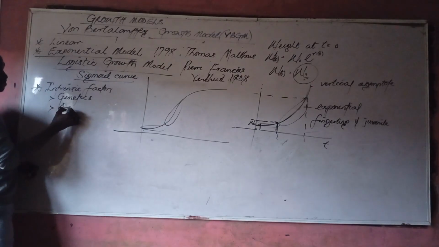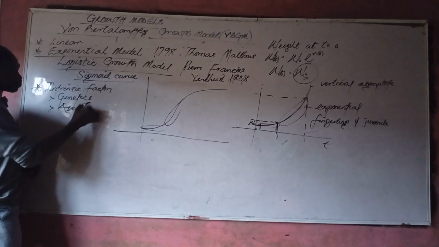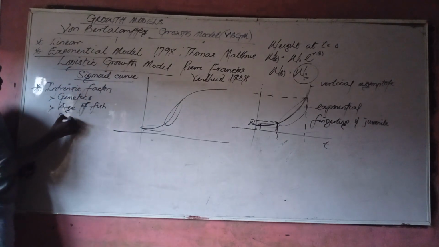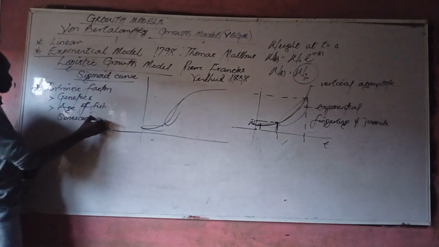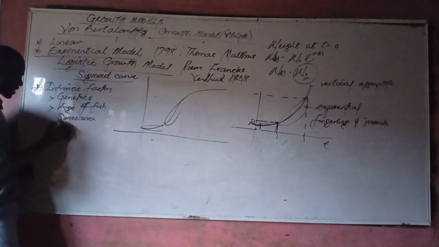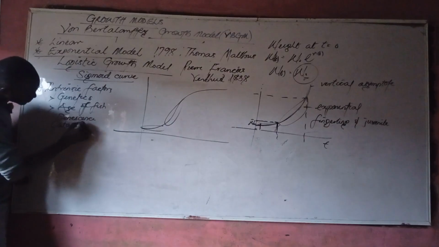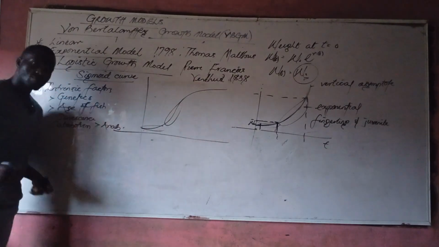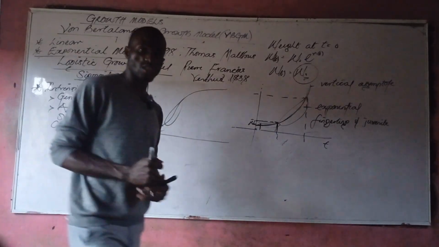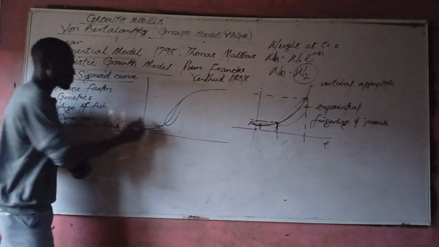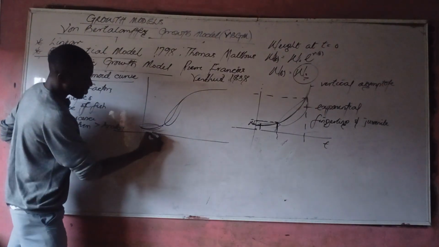Another genetic factor is the age of the fish. Because at senescence, the fish can no longer grow as fast as it used to. At senescence, catabolism will be greater than anabolism. So because of that, the rate of fish growth is going to be limited. And that's why we have this phase here. We call it the stationary.